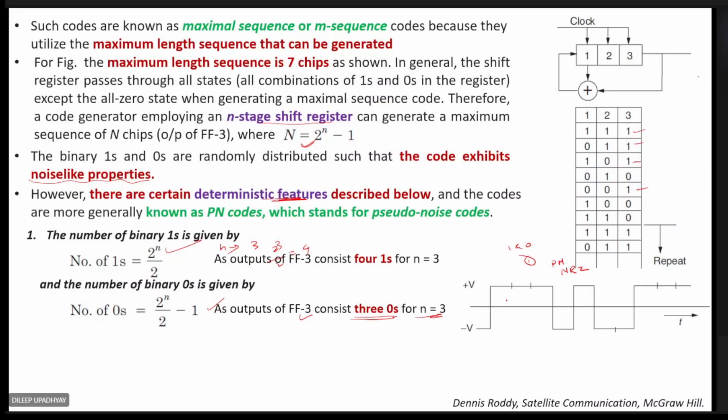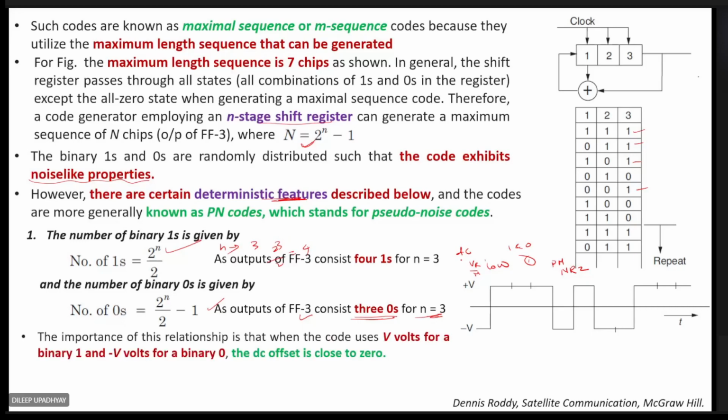And if this number of bits is large, then the DC level becomes small, because the DC level is ultimately given as V by N, where N is the total number of chips. So if the period of repetition is very large, there will definitely be a large number of chips, and then the DC level V by N will be low. So this is another unique property of the PN sequence: it has a negligible DC level, which is given by V by N.